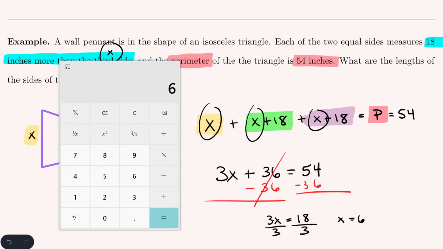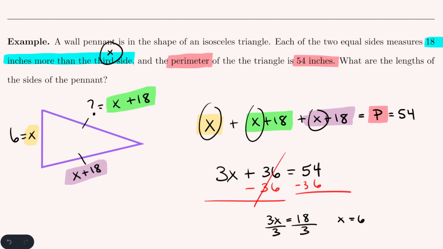Let's label this in our triangle. If x is 6, can you find the other two side lengths? Yes, because the other two side lengths are 18 more than x. So this would be 6 plus 18, which gives us 24, and this side is also 24. So the side lengths of the triangle are 6, 24, and 24.